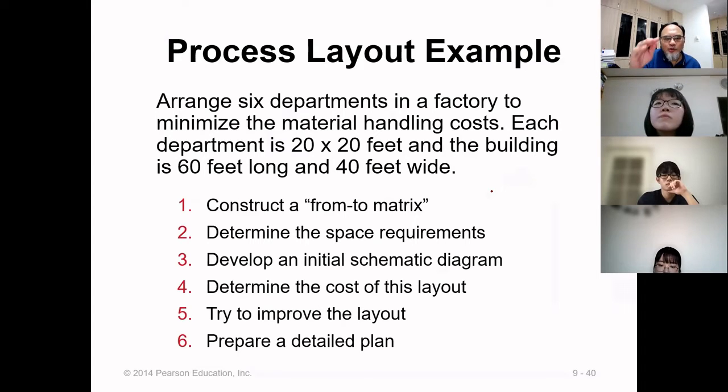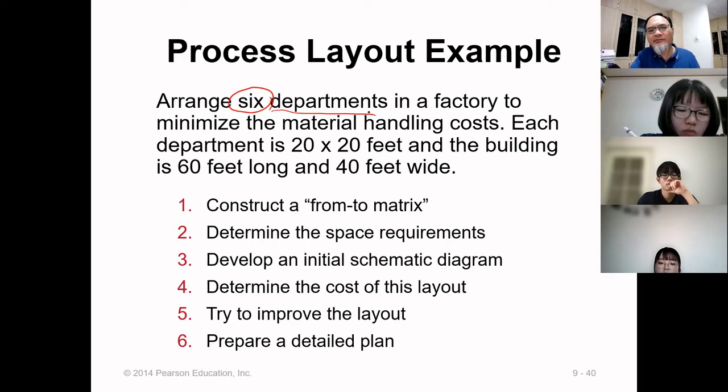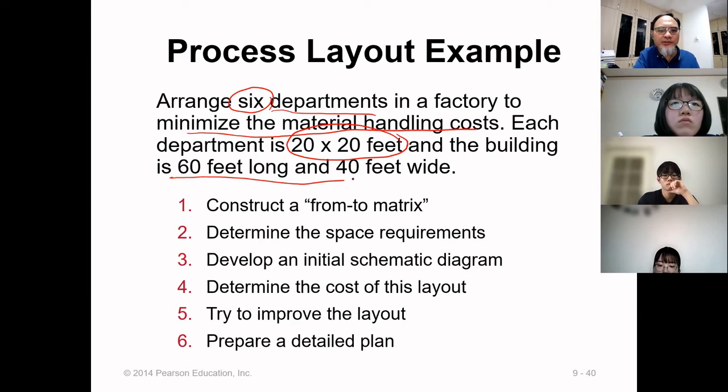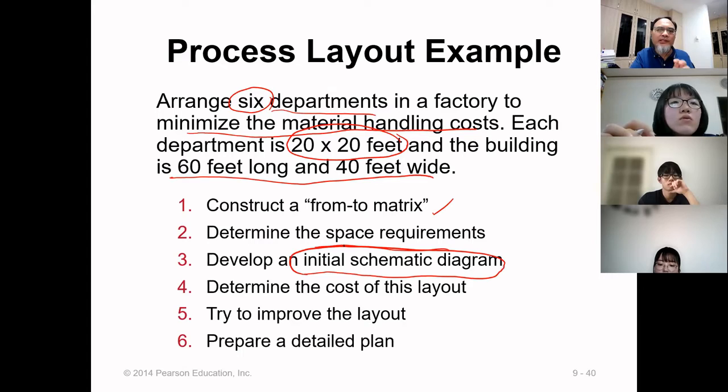Don't worry about this, I'm just making you aware of it. You have a simple method of trying to arrange six departments. My task now is to find how to arrange six departments in a factory to minimize material handling costs. It's a very simple example. Each department is assumed to be 20 by 20 feet, and the building is 60 feet by 40 feet. We construct a from-to matrix, which depends on the load. I will show you after this. We determine the space requirement, and we develop an initial schematic diagram of the departments that we think is going to be effective.